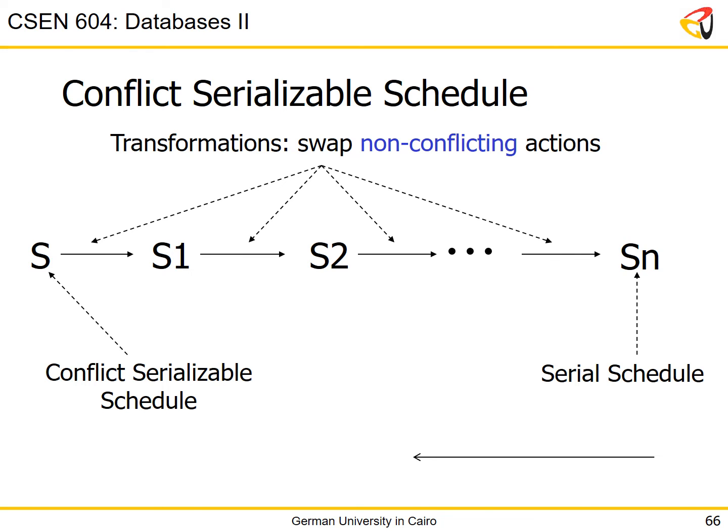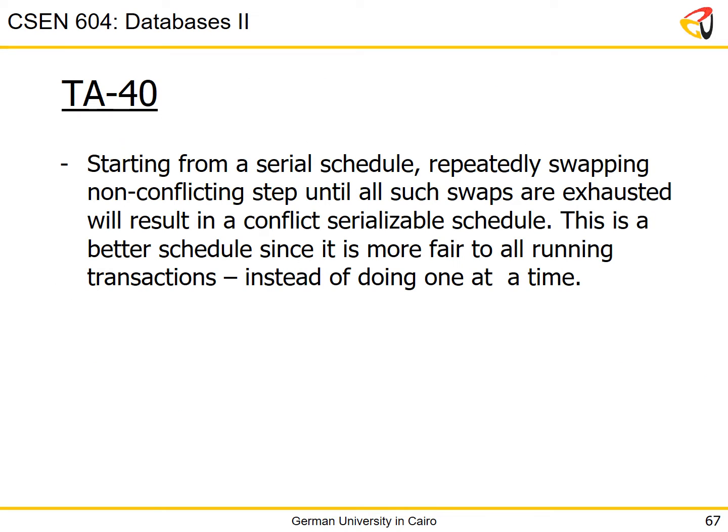So let's look at this takeaway. Starting from a serial schedule, repeatedly swapping non-conflicting steps until all such swaps are exhausted will result in a conflict serializable schedule. And this is a better schedule since it's more fair to all running transactions, as we've said before, instead of doing one at a time.